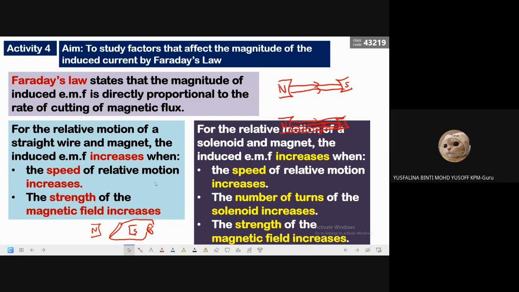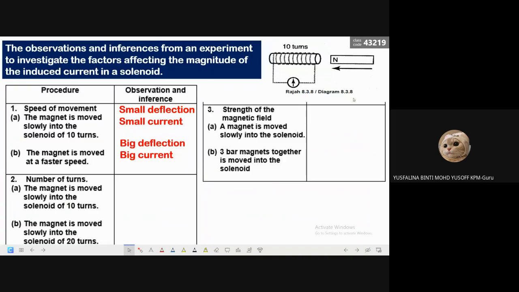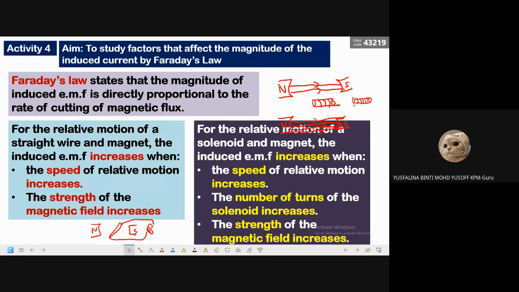Or you increase the number of turns, meaning you increase the number of turns of the coil here. Let's say the example is like this. I have a solenoid here, and the number of turns is only 3. But then another one I put it like that. So which one has the higher number of turns? Of course this one. So this one will produce the higher induced current.